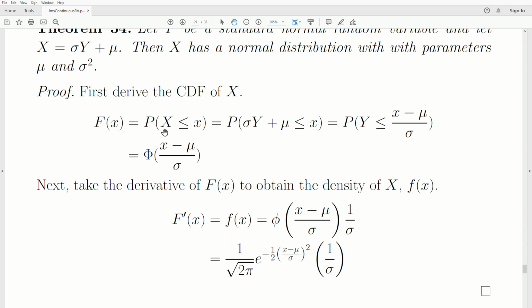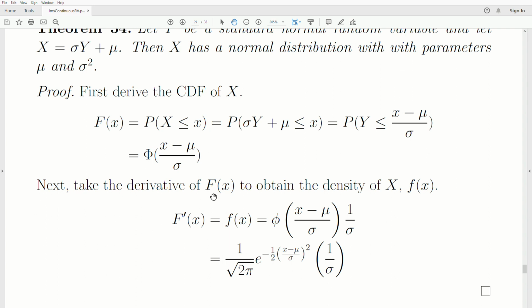So F of x is equal to the probability that a random variable is less than or equal to some value, little x. Let's plug in what we are defining as x, which is sigma y plus mu. Solve for y. The random variable y is a standard normal random variable, and this is the probability it's less than or equal to some value, which is the CDF. We define that to be capital Phi of x minus mu over sigma. This is the CDF. Now let's take the derivative of this.